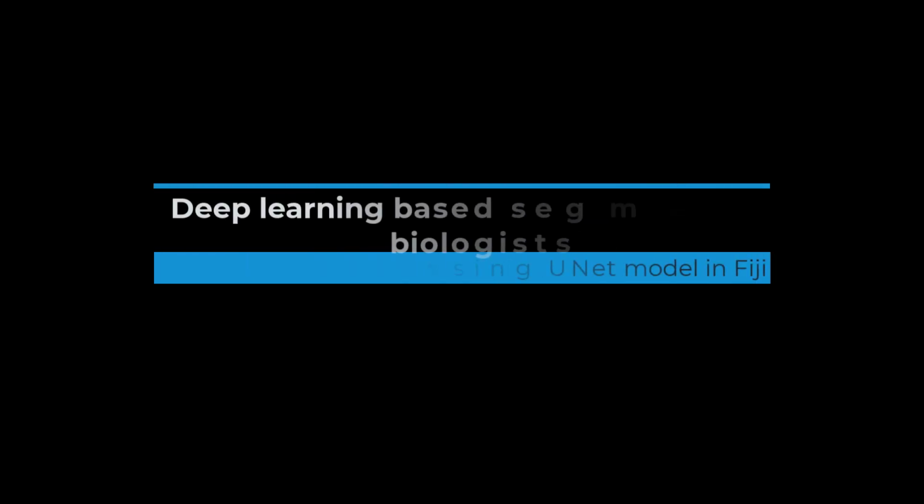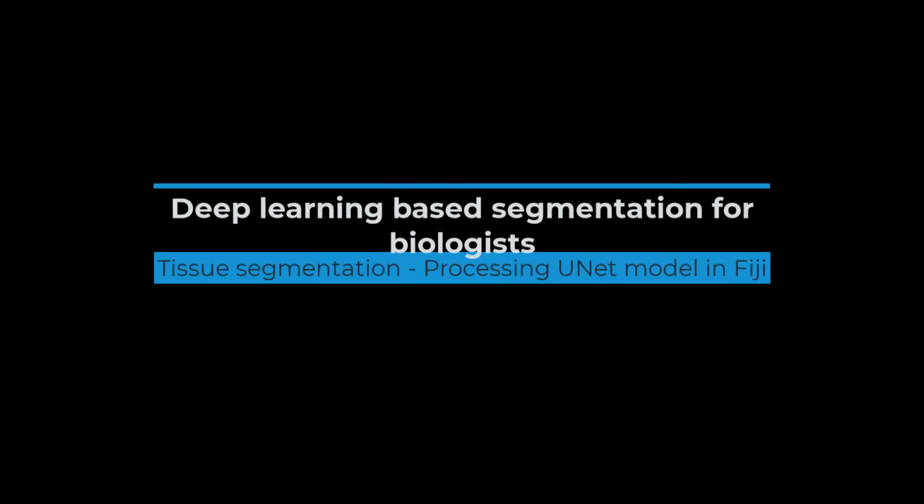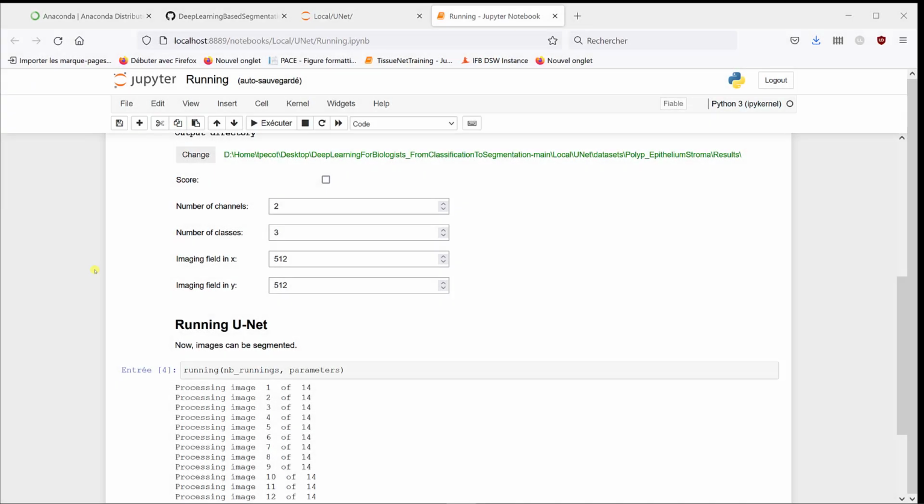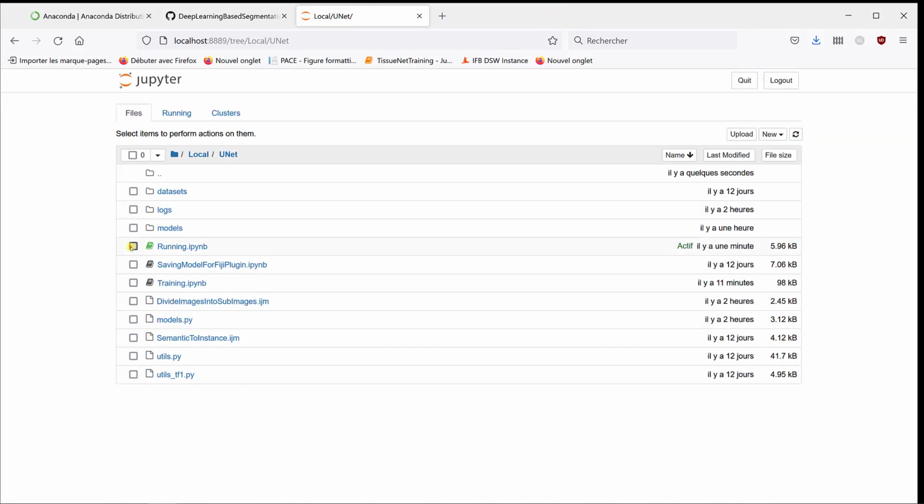In this video, I'm going to show you how you can save a model, so a UNet model here, in a format that can be used in Fiji directly by using the CSBDeep plugin. So here, I can now close this notebook. There's a notebook that is called Saving Model for Fiji plugin.